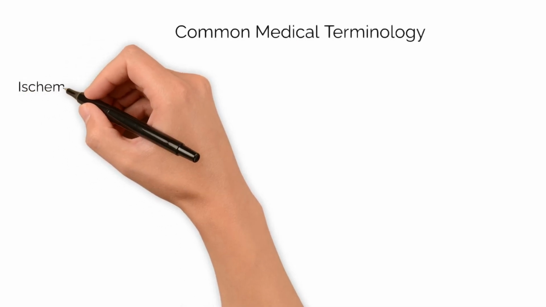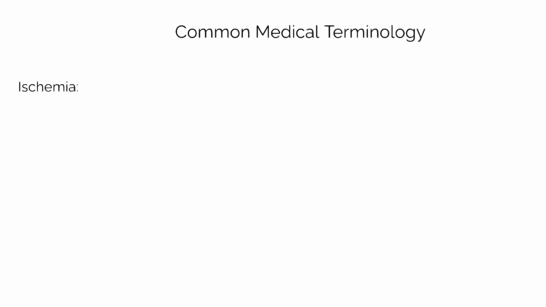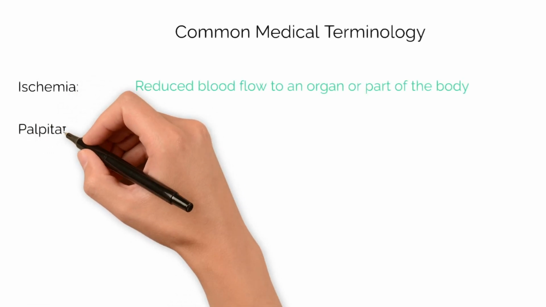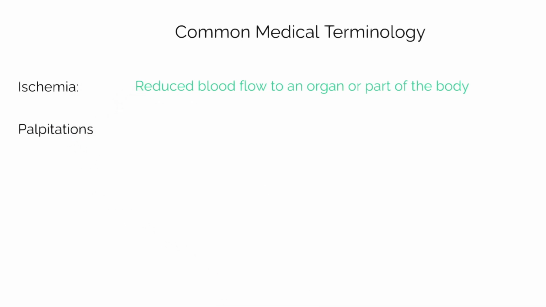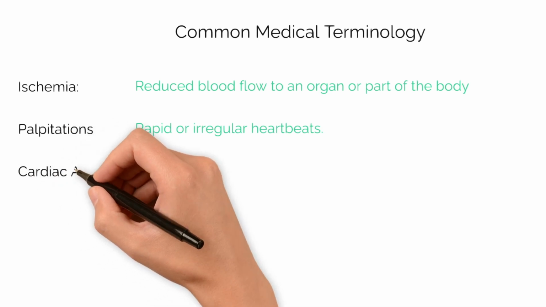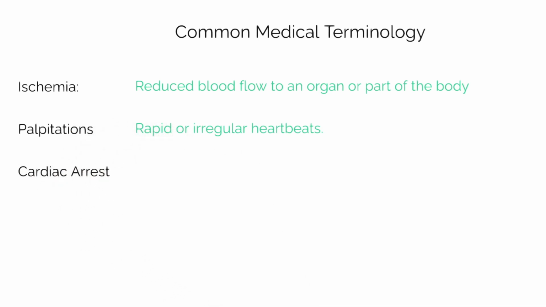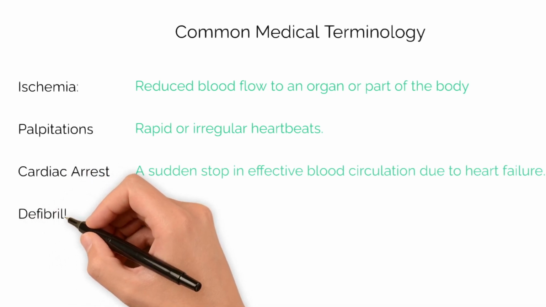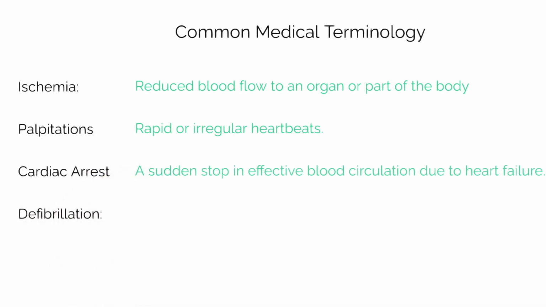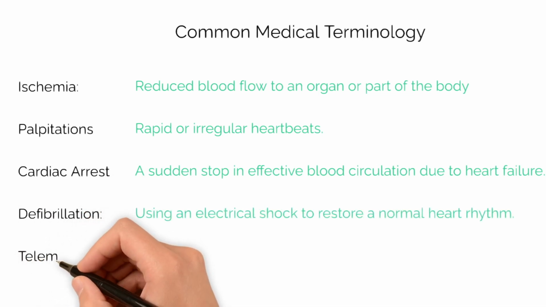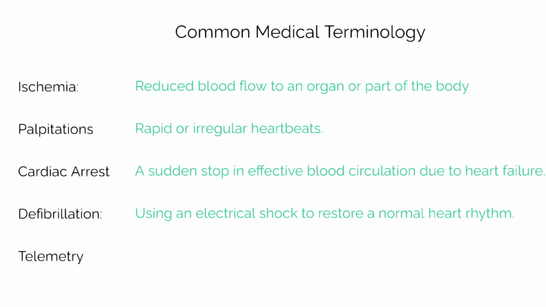Let's go through some common medical terms related to cardiovascular conditions. Ischemia, which is reduced blood flow to an organ or part of the body. Palpitations, rapid or irregular heartbeats. Cardiac arrest, a sudden stop in effective blood circulation due to the heart's failure. Defibrillation, using electrical shock to restore a normal heart rhythm. And finally, telemetry, which is continuous monitoring of a patient's heart rate and rhythm.